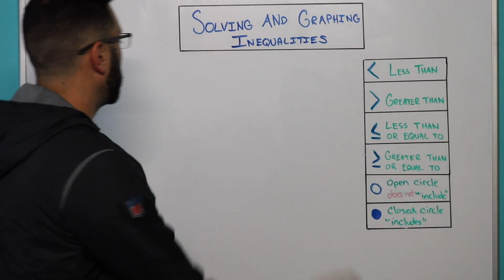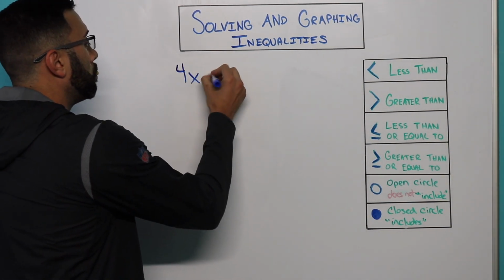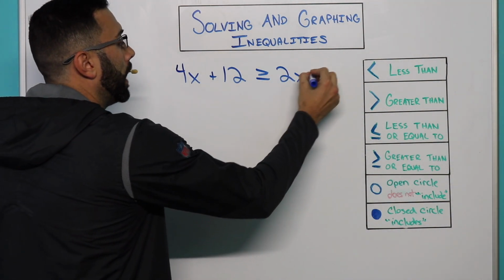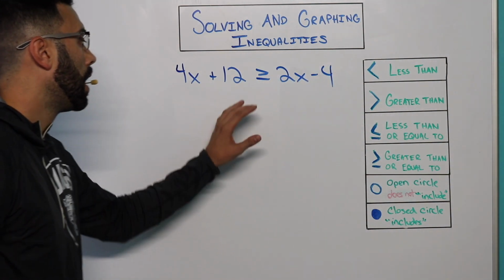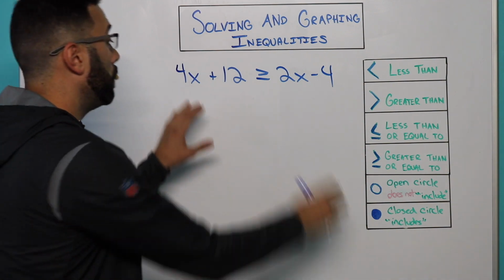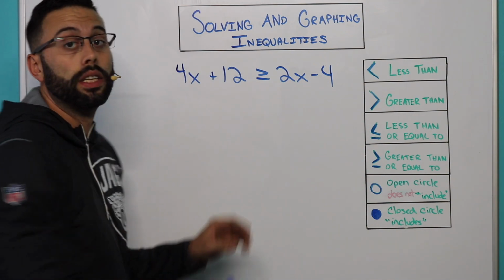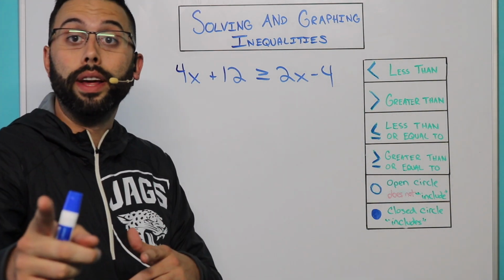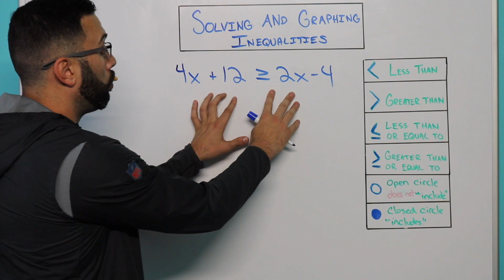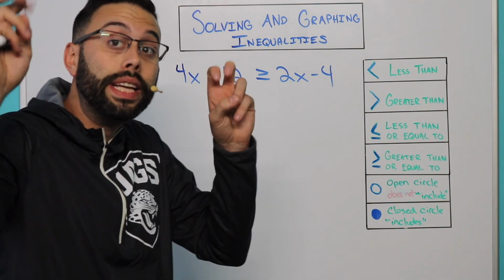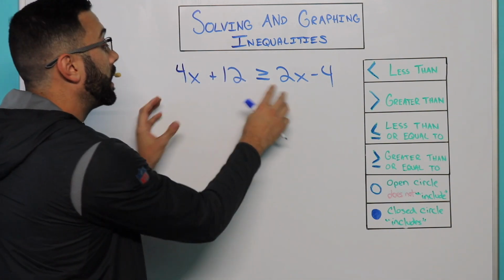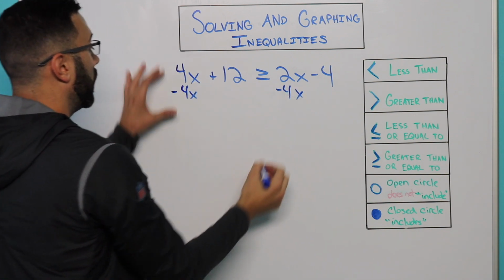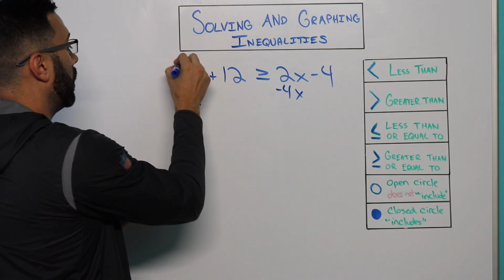Alright, in this example, say we have 4x plus 12 is greater than or equal to 2x minus 4. Again, I treat it just like an equation, but notice variables are on both sides. If you're having trouble with equations with variables on both sides, please see that video. But right now, I'm going to go through this the same way. Pretend again, it's an equation. Let's get the variable to one side. I'm going to subtract 4x because anything minus itself is 0.